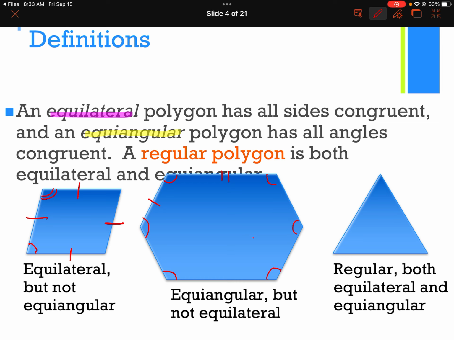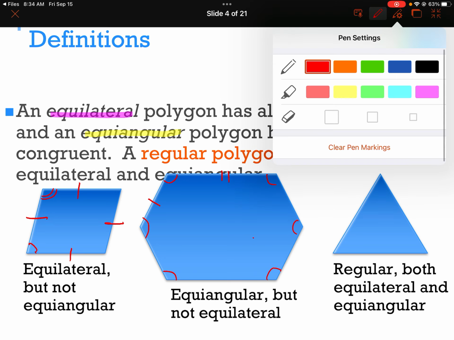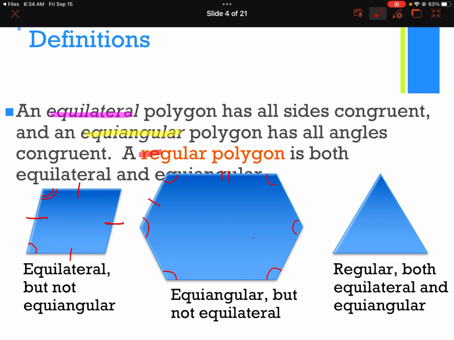Okay? Now it is also possible that both the sides and the angles could all match. If that happens, the figure is called regular. So regular polygons look like this. All of my sides are the same. All of my angles are the same.